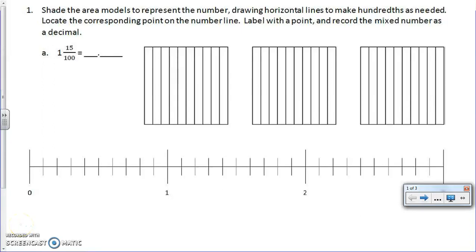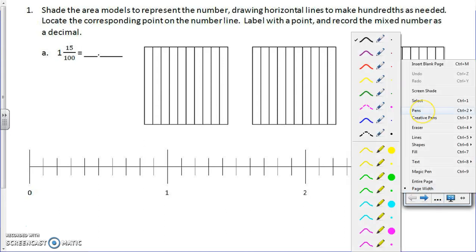For this lesson, we'll be doing Module 6, Lesson 6. We're going to start with the first question, which says, shade the area models to represent the number, drawing horizontal lines to make hundredths as needed. Locate the corresponding point on the number line, label with the point, and record the mixed number as a decimal.